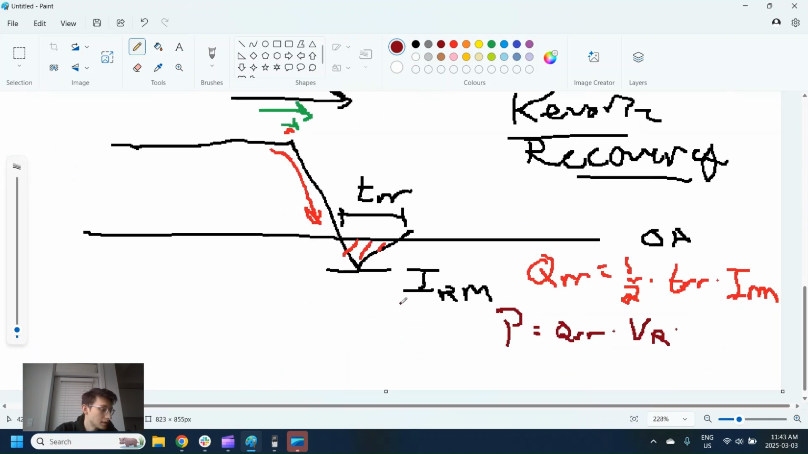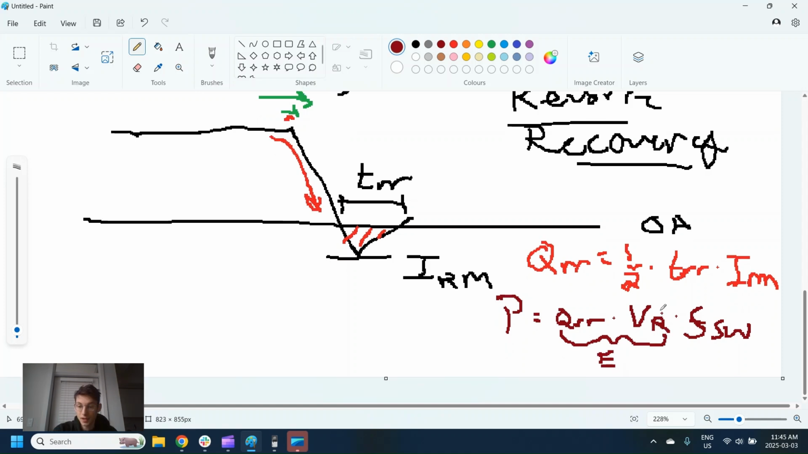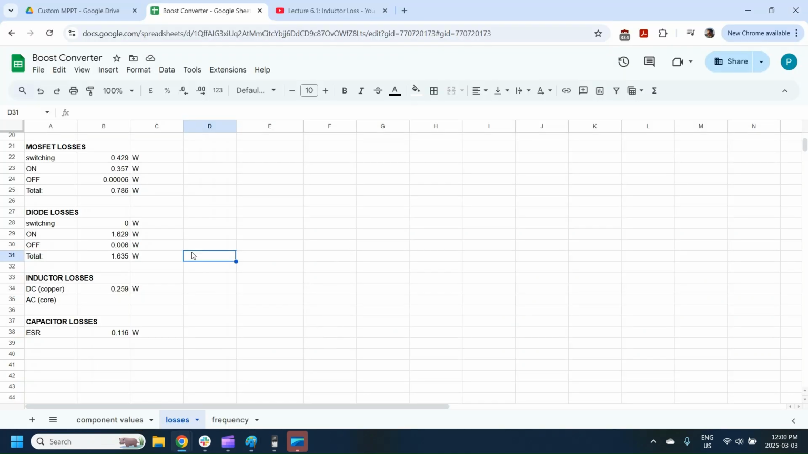So VR times our switching frequency. Same sort of thing as before, if you don't recognize this, it's just energy. Volts are joules per coulomb, so multiply that by the number of coulombs and we get our joules, so energy, and power is energy times our frequency. And this gets us our total losses.